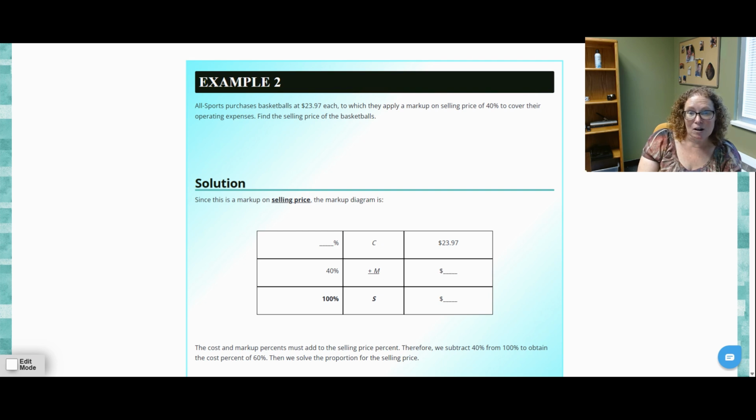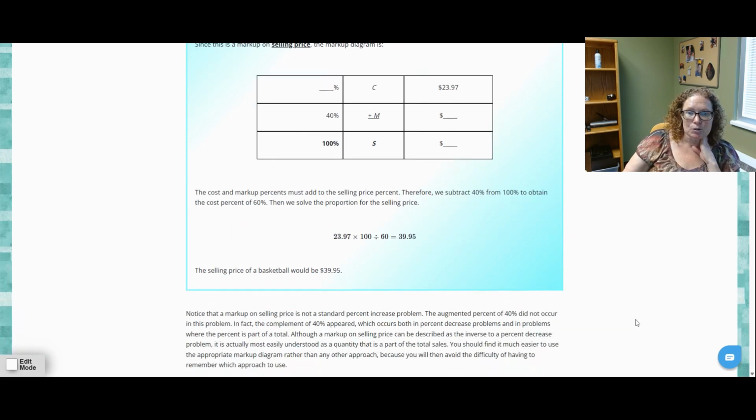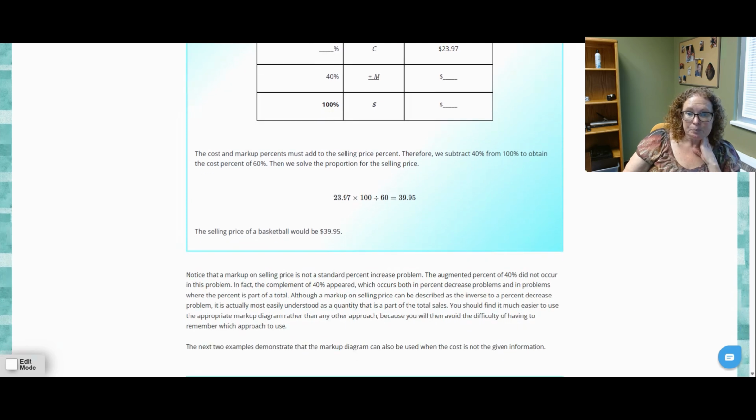So we know that our 100 needs to go in the bottom because that's our base. And we know the markup is 40. So the cost line is going to be 100 minus 40, which is 60. So then we can do our multiplication. And it's either the cross multiplying like I did, or it's set up this way in the textbook. And we can see that the selling price of a basketball would be $39.95.